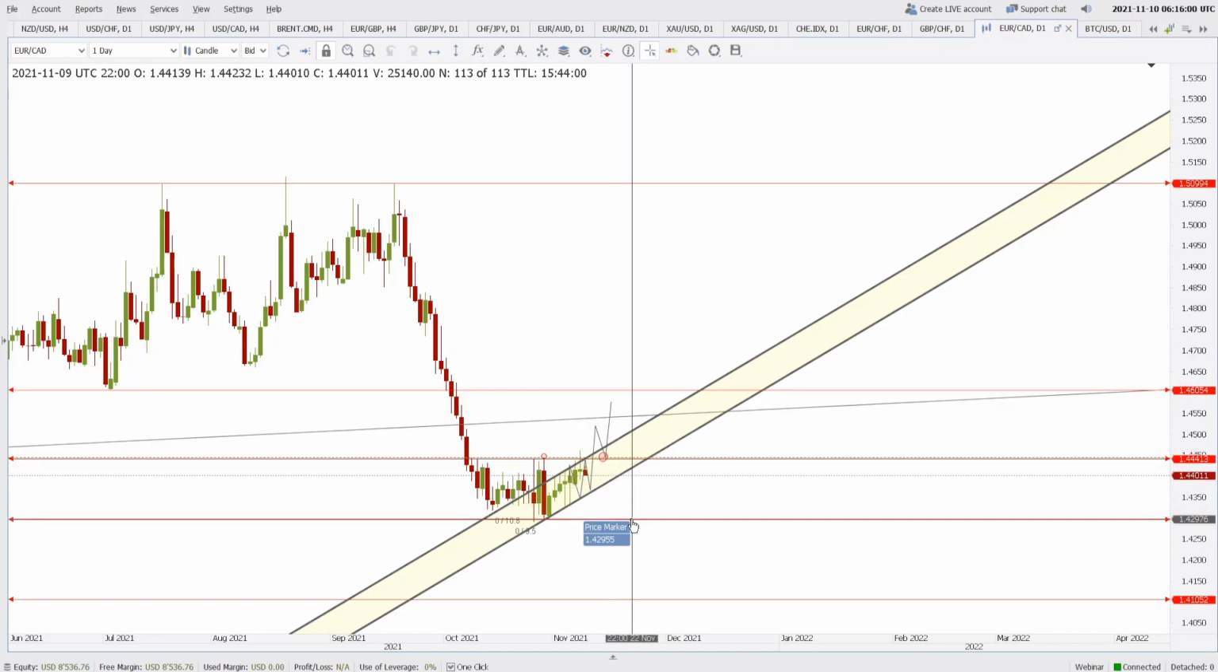Not 200 but 190 pips. Yeah, so that is how I want to trade this market. In this congestion I don't want to trade because the market is going nowhere.